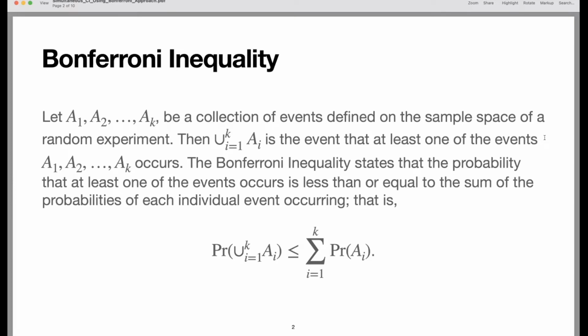All right? Now, the Bonferroni inequality states that the probability that at least one of the events occurs is less than or equal to the sum of the probabilities of each individual event occurring. That is, the probability that at least one of the events A1 through AK occurs is less than or equal to the sum of the individual probabilities of the events. So that is the Bonferroni inequality that gives us an upper bound on the probability that at least one of these events occurs.